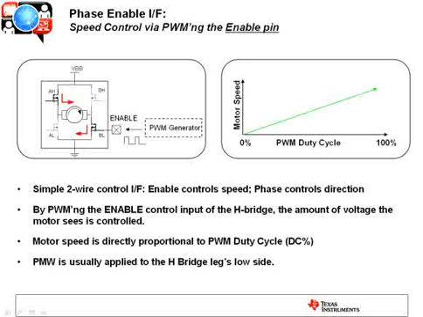So by PWMing the enable pin, you are directly controlling the amount of voltage that the motor is seeing. And the speed of a motor is directly proportional to the voltage. So as you PWM that duty cycle from 0 to 100%, you're increasing the voltage, you're directly controlling the speed of that motor.